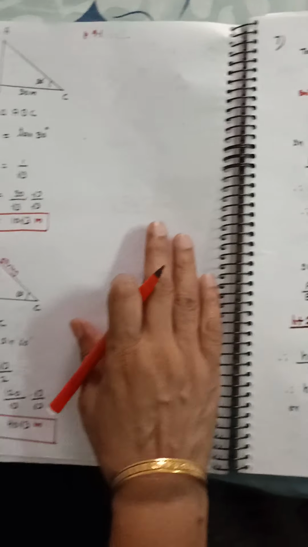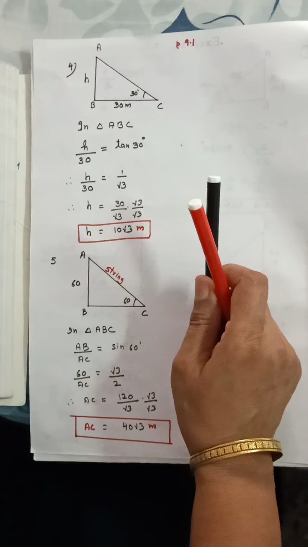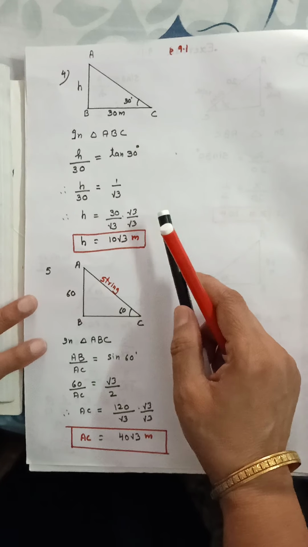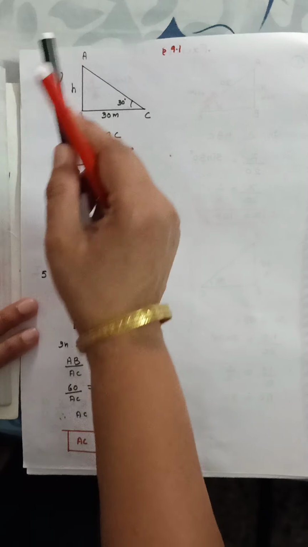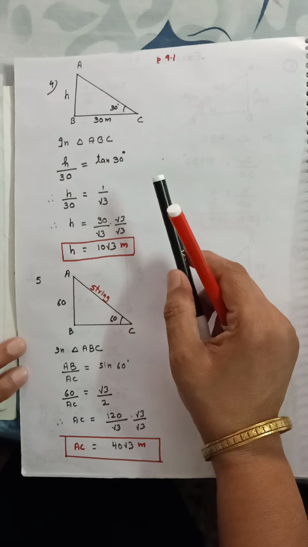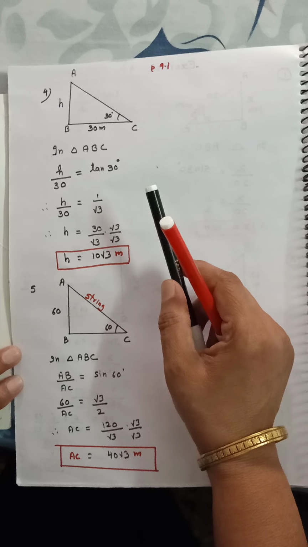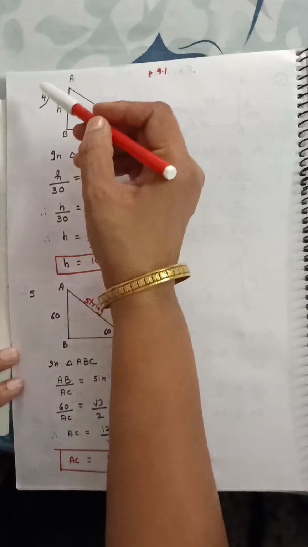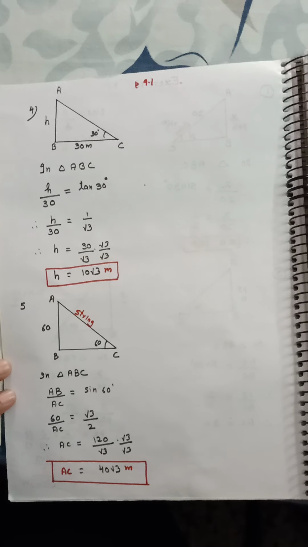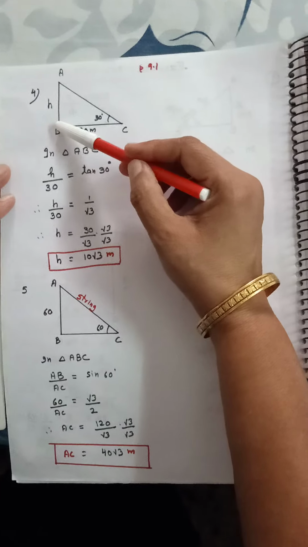Come on to question number 4 of NCERT. The question says the angle of elevation. The moment you get the words angle of elevation, it means you are down and looking from below upward. The angle of elevation of the top of a tower from a point on the ground which is 30 meter away from the foot of the tower. Class, I am taking AB as the tower. So this will be the top of the tower and this will be the foot of the tower.